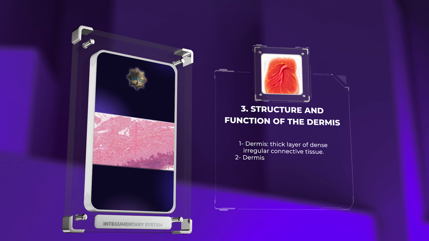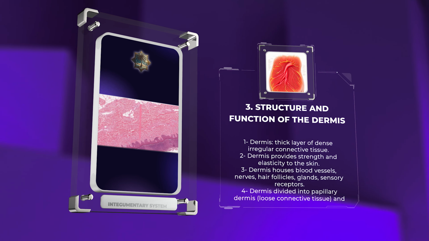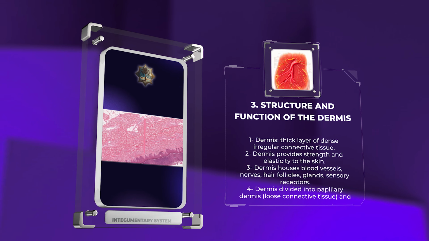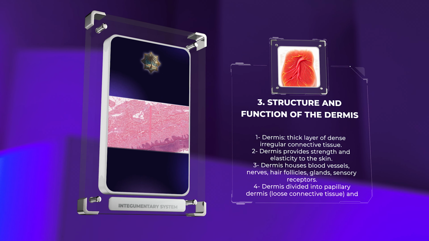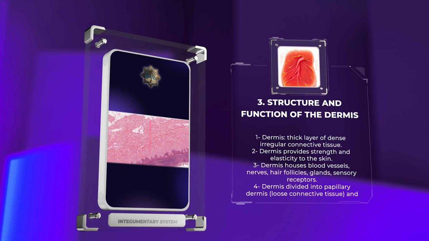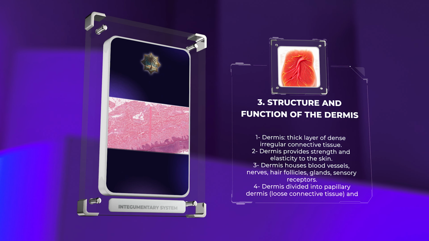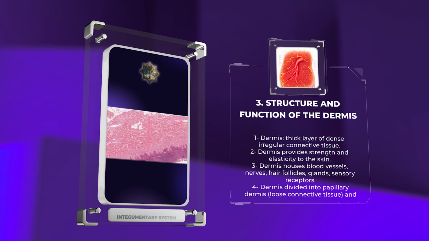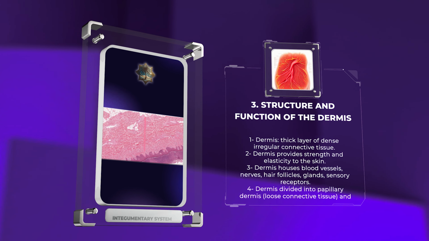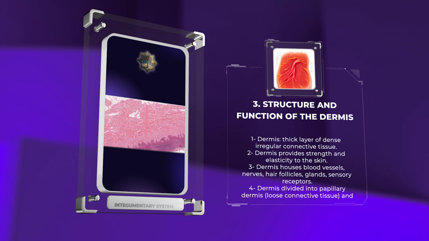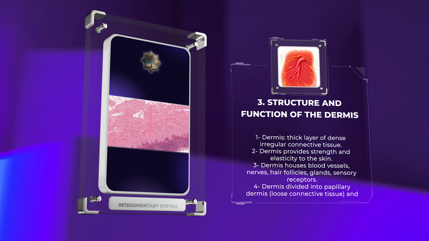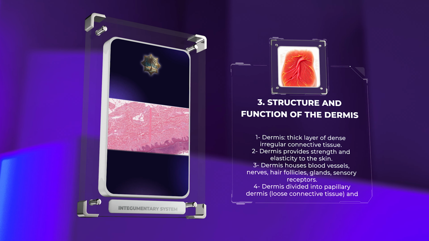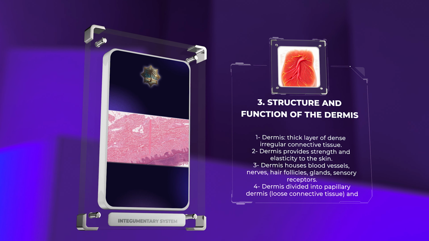The dermis is a thick layer composed of dense irregular connective tissue that provides strength and elasticity to the skin. It houses numerous blood vessels, nerves, hair follicles, sebaceous glands, sweat glands, and sensory receptors. The dermis is divided into two main layers: the papillary dermis, which lies just beneath the epidermis and consists of loose connective tissue, and the reticular dermis, which is deeper and composed of dense connective tissue. The dermis also plays a vital role in thermoregulation by controlling blood flow to the skin.